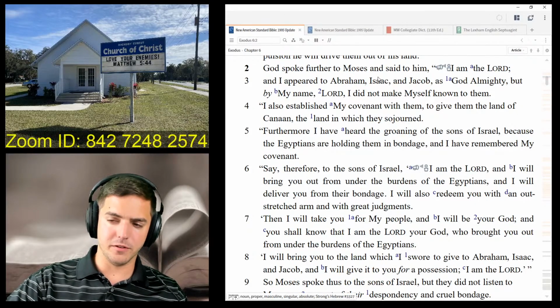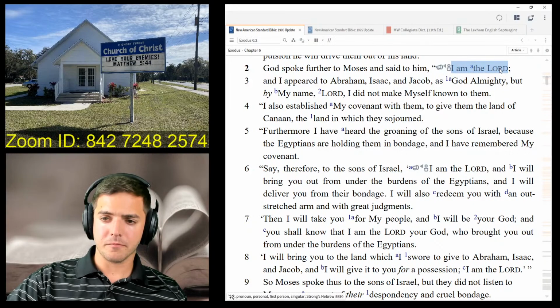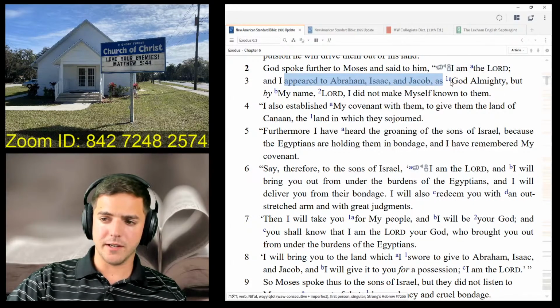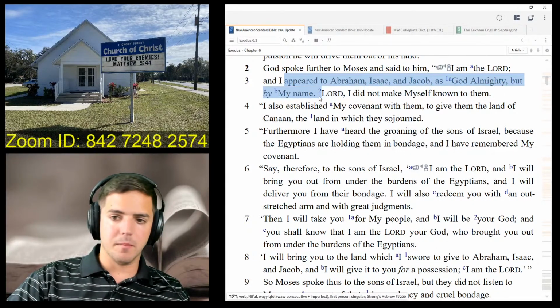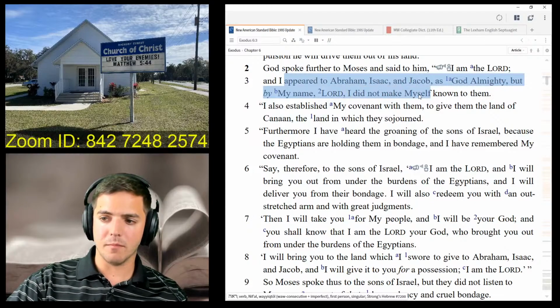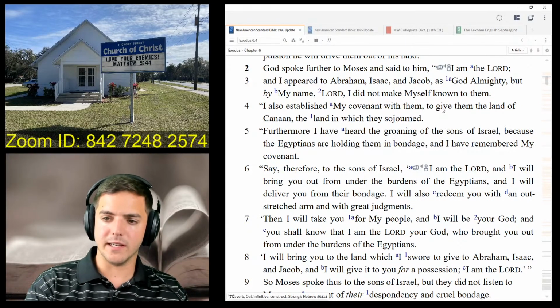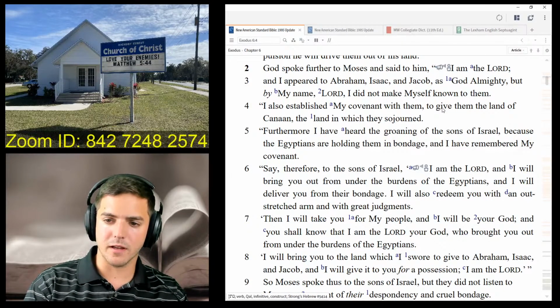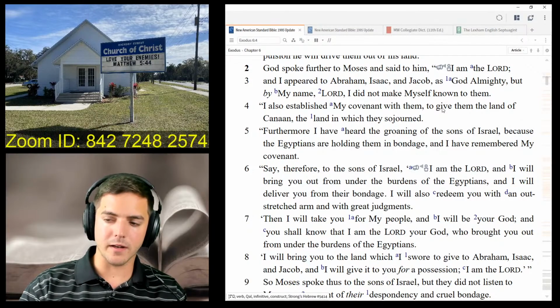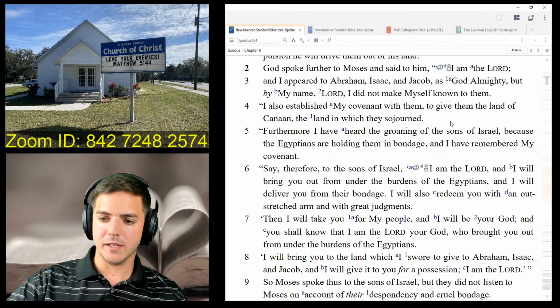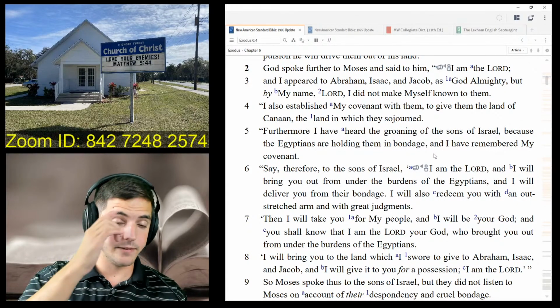God spoke further to Moses and said to him, I am the Lord, and I appeared to Abraham, Isaac, and Jacob as God Almighty, but by my name, Lord, I did not make myself known to them. I also established my covenant with them, to give them the land of Canaan, the land in which they sojourn. Furthermore, I have heard the groaning of the sons of Israel, because the Egyptians are holding them in bondage, and I have remembered my covenant.